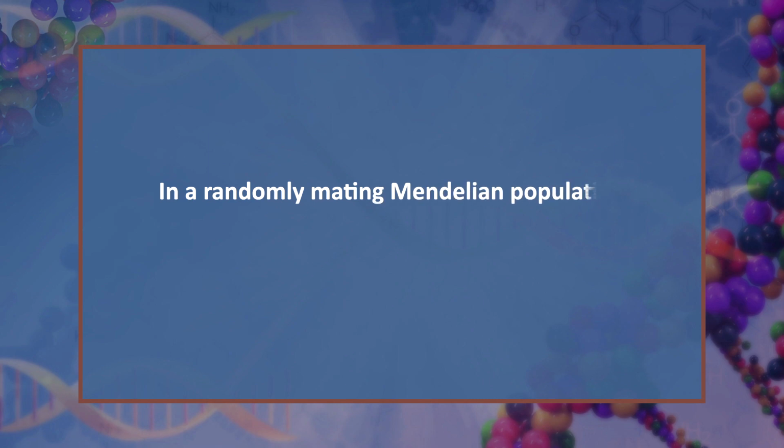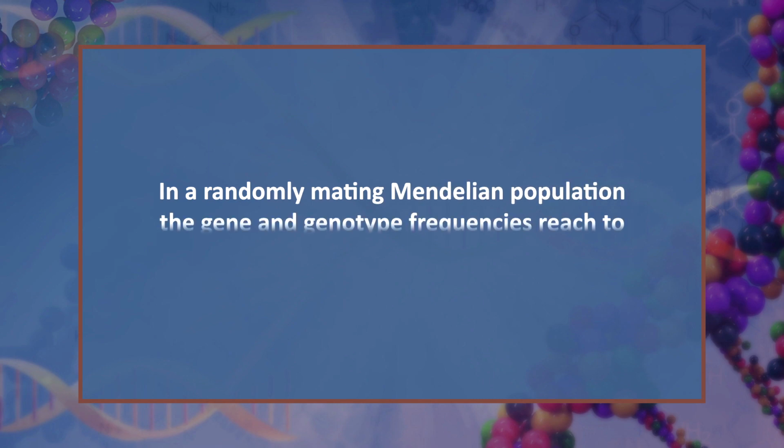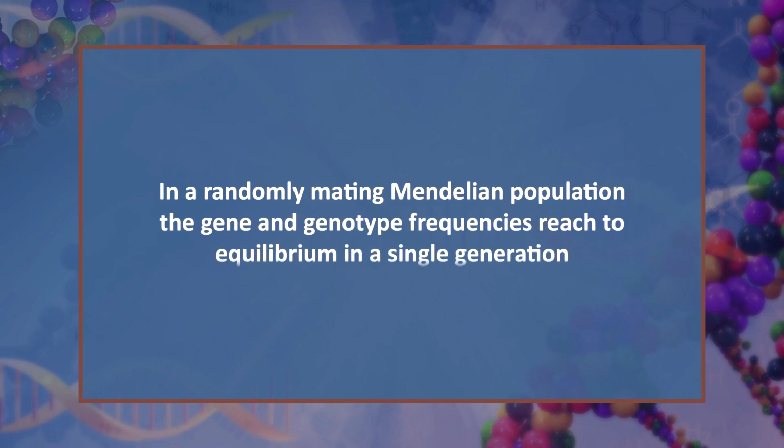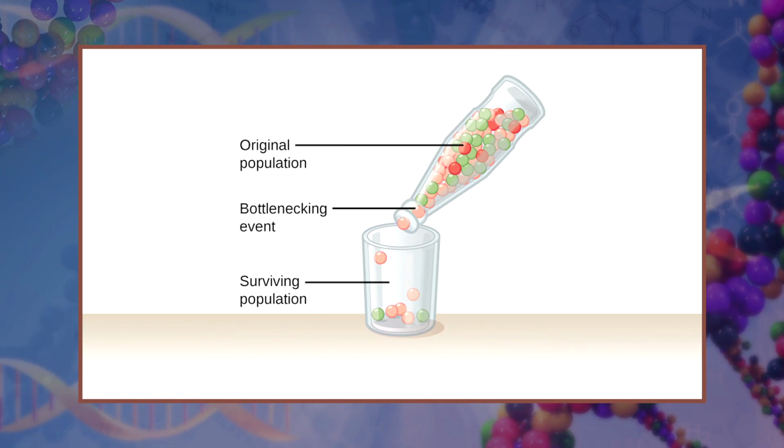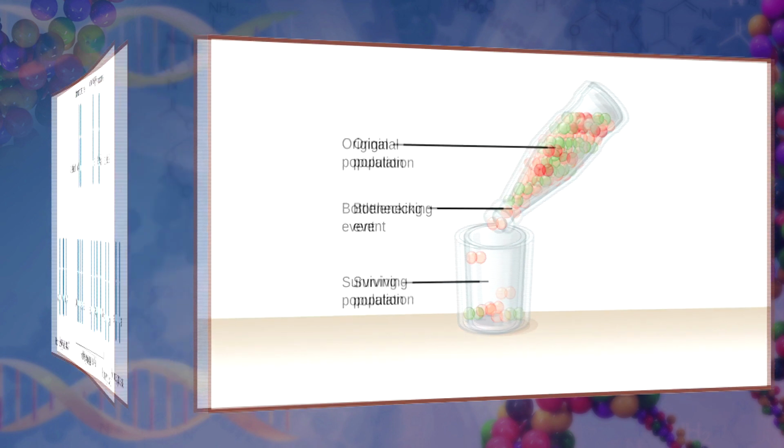In a randomly mating Mendelian population, the gene and genotype frequencies reach equilibrium in a single generation. The Hardy-Weinberg law states that the gene and genotype frequencies in a Mendelian population remain constant from generation to generation if there is no selection, mutation, migration, or genetic drift, but that hardly occurs in the real world.